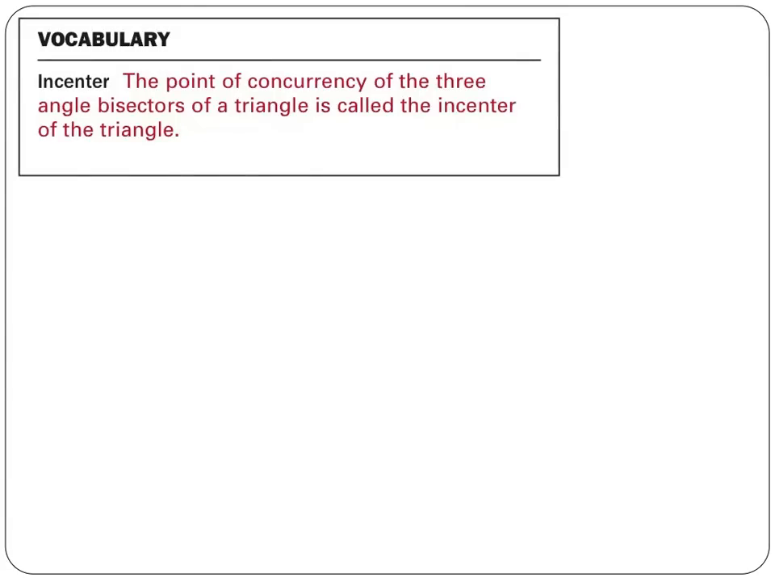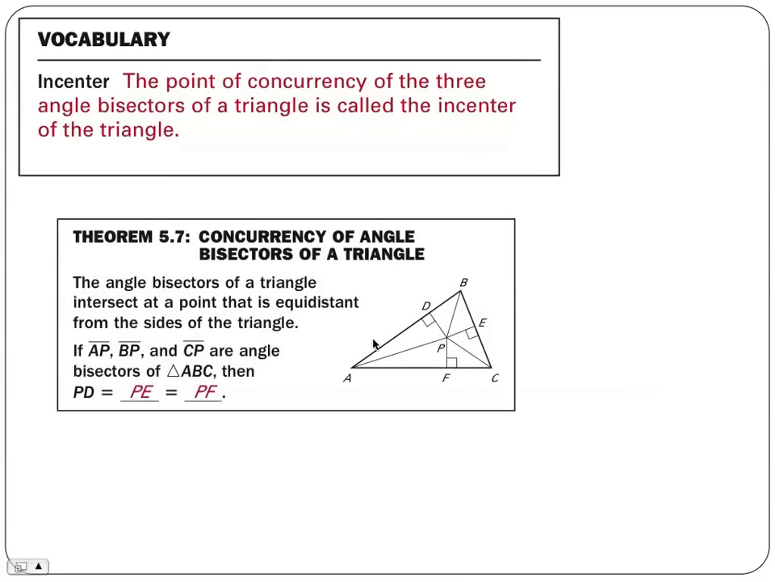So the incenter, again, this is what we talked about today with the Geometer's Sketchpad, but you have the point of concurrency. Remember, that's where they all intersect. The point of concurrency where all three angle bisectors of a triangle intersect is going to be called the incenter. Remember, concurrency means intersect. And this is basically what it's going to look like.